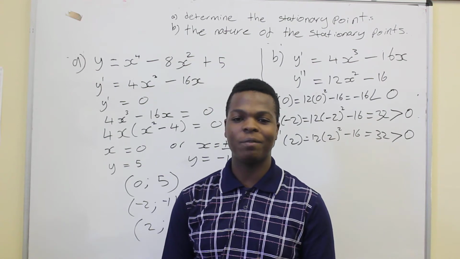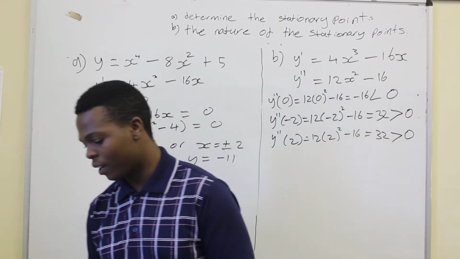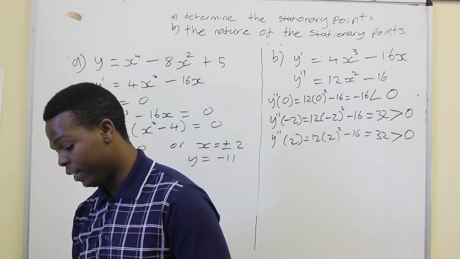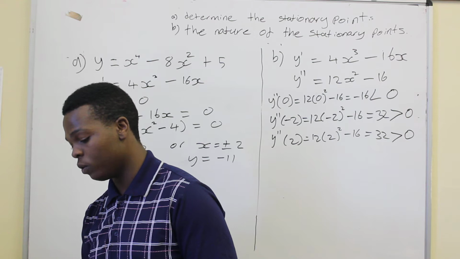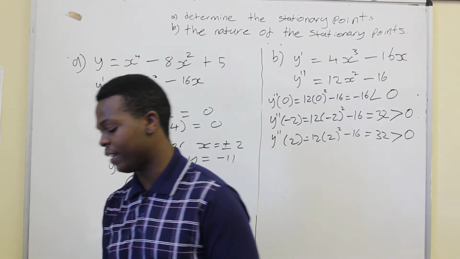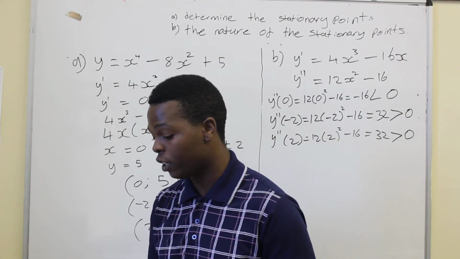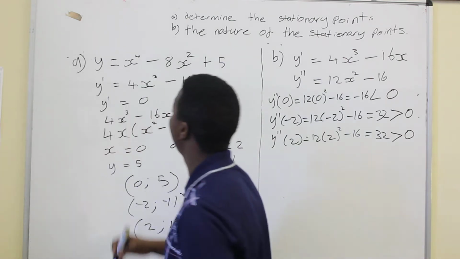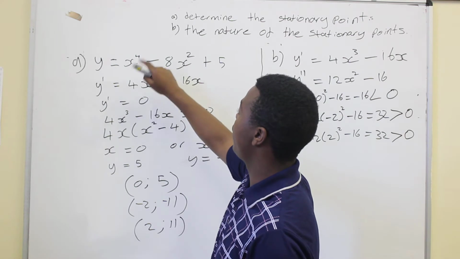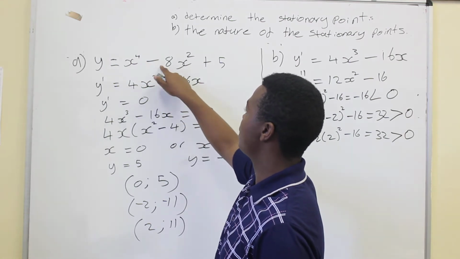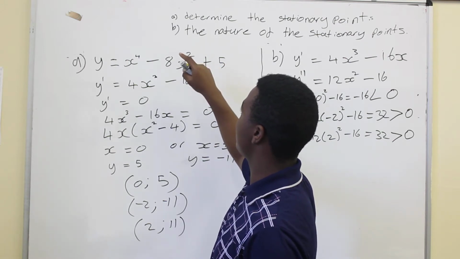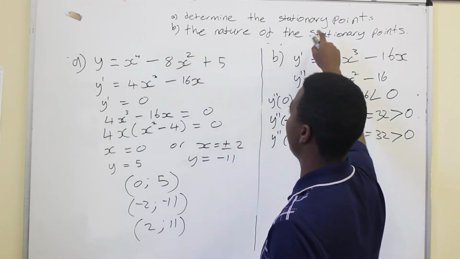Hey guys, my name is Lamont, and today I'm going to be doing an exercise which is on page 188 in your module, and that is chapter 10, applications of differentiation. I'm given a function y equals x to the power 4 minus 8x squared plus 5, and the question requires us to determine the stationary points.